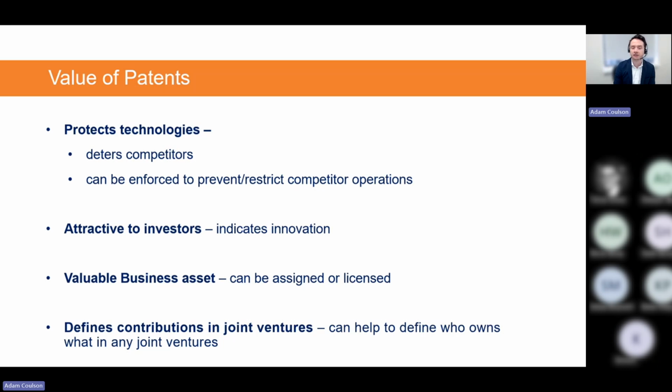Patents are also highly attractive to investors. A patent indicates innovation and the moving forward of a particular area of technology. It indicates growth and a willingness to try new things to improve your business. A patent is also a business asset which can be assigned or licensed. Advantageously, you can license a patent in exchange for a regular royalty payment, in addition to any initial licensing fee. And finally, if you're working with third parties, a patent can help define who owns what in a joint venture.